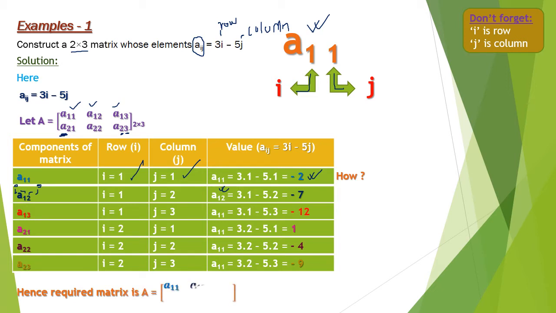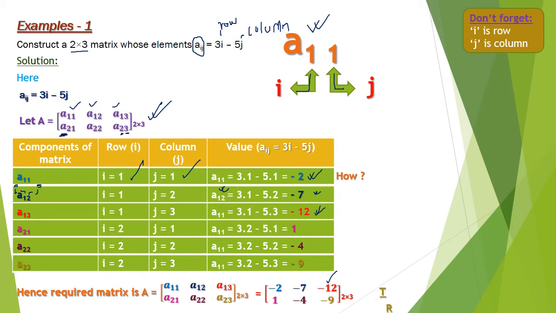we have supposed as this, so same will be written, and which is equal to, let's replace the values. You can see by the color also, A11, that is minus 2, and A12, that is minus 7, A13, that is minus 2, well, and so on.